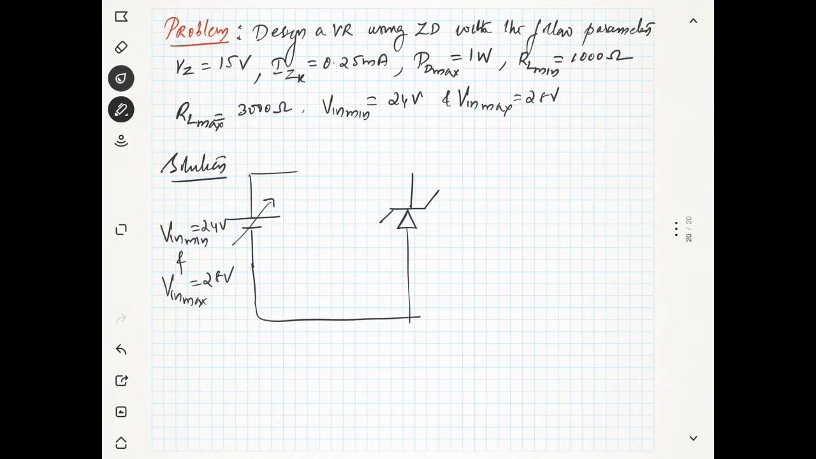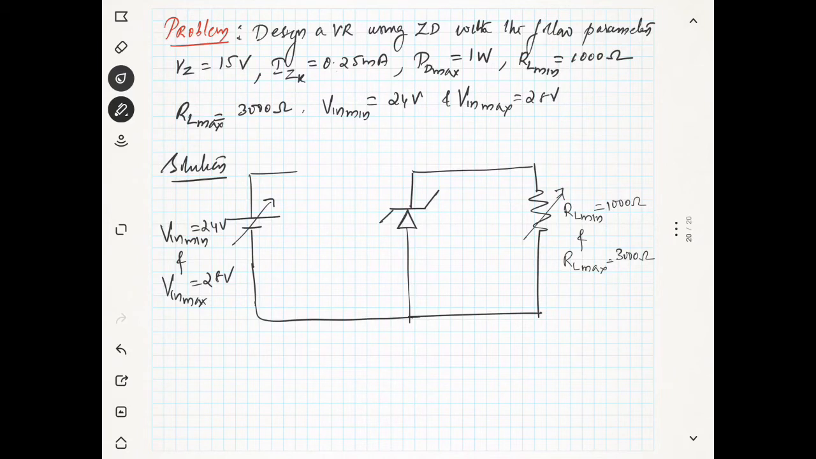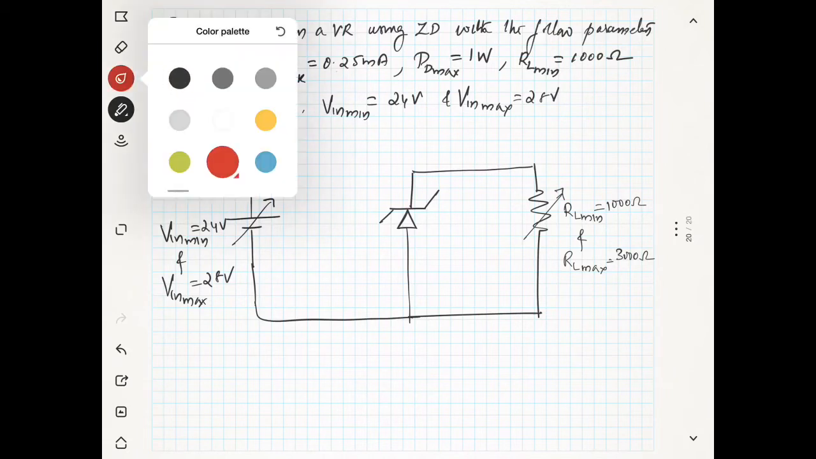So you can connect like this, and there is a load. The load is also not constant. Your load is also changing between RL minimum, which is equal to 1000 ohms, and RL maximum, which is equal to 3000 ohms.